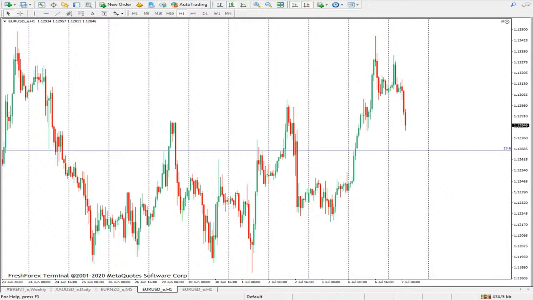So we'll start off with the chart on our screen. This is Euro USD 1 hour. So far, this is what we're looking at. We're looking at the possibility that the price may continue to the lower side. And the reason I'm saying that is because of these levels.